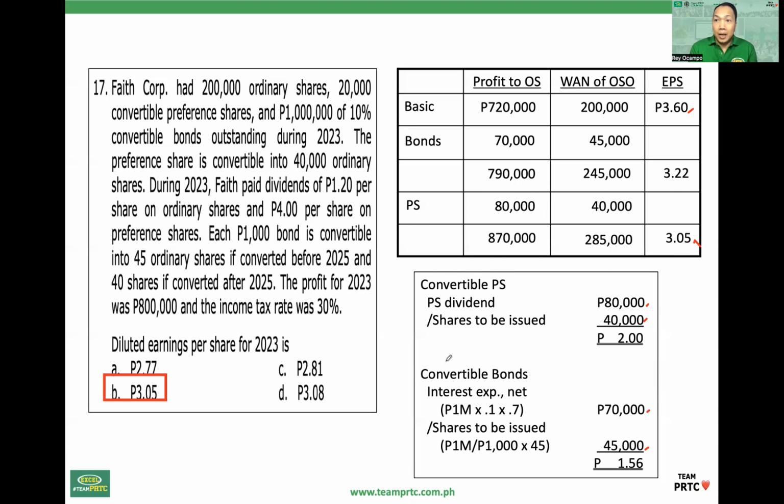Okay, e paano kung warrants and options? Alam naman natin, pag warrants and options, pag in-exercise, may proceeds pa yan eh. So hindi katulad ng kinonvert na bonds, kinonvert na PS na walang proceeds. Kaya ang problem natin, kapag warrants and options, yung pag-determine lang ng free. Yun lang kasi yung adjustment. Kasi yung merong consideration, then hindi kailangan i-adjust yan. Okay, and that's the next problem. This time, options and warrants.